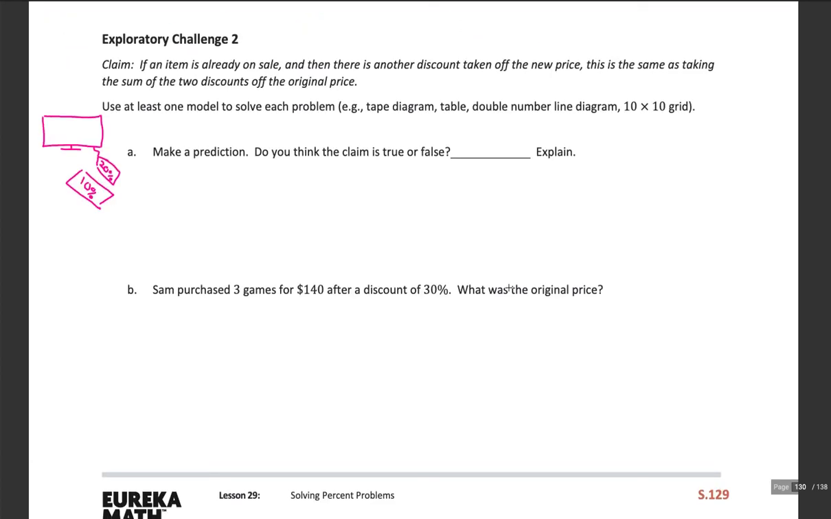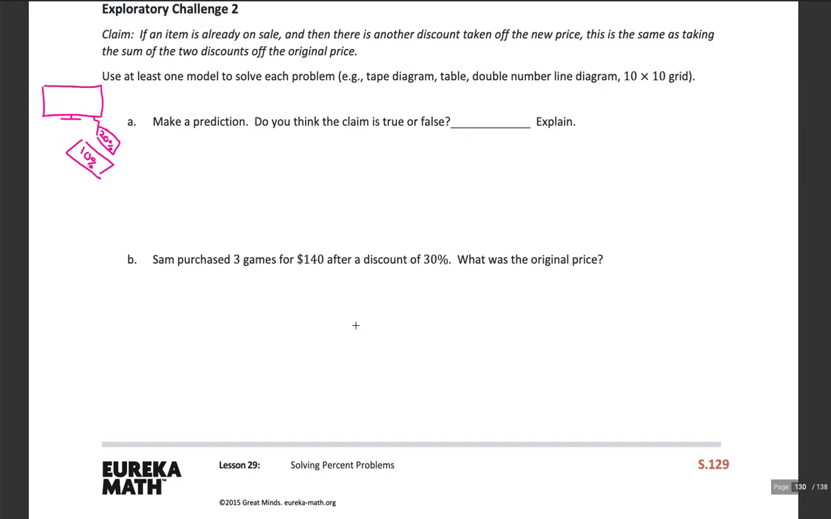Okay. So B says, Sam purchased 3 games for $140 after a discount of 30%. What was the original price? This is super tricky right here. Let me just tell you why. This tricks people up all the time, because this says he purchased 3 games for $140, discount of 30%. So a lot of times what people will do to solve is they'll go, oh, 100, right? I've got my 30%.